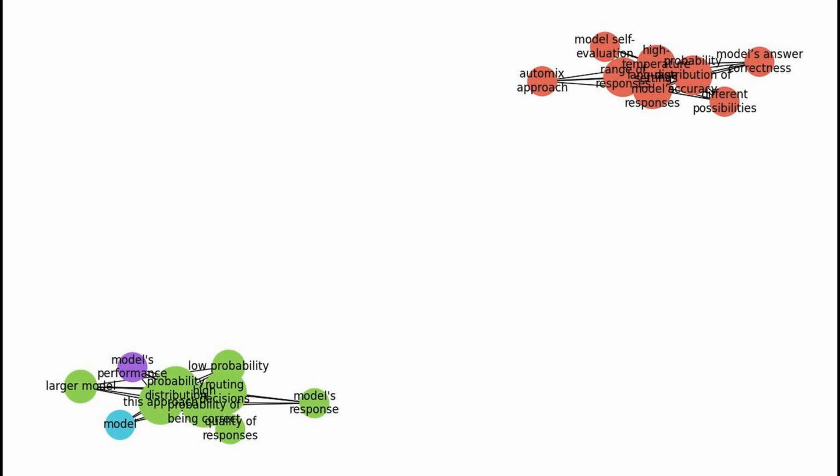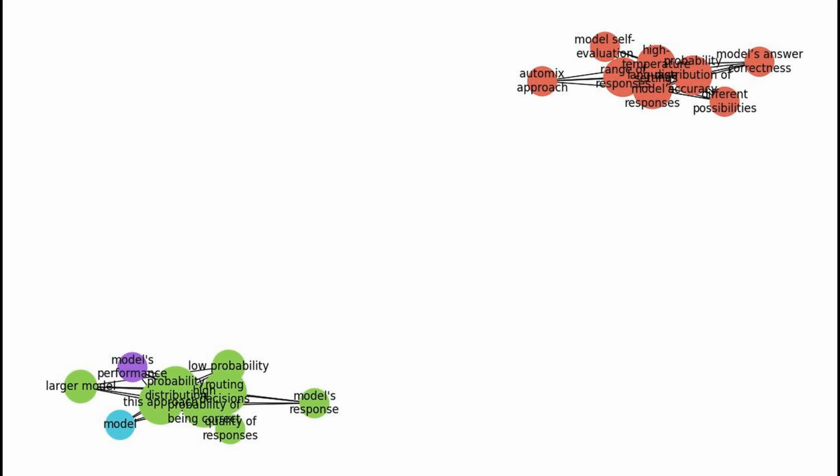Think of it like throwing a bunch of darts at a target and seeing where they land. Some might hit the bullseye, while others might be just off the mark. By looking at all these attempts, we can understand how likely it is that the model's answer is actually correct. This probability distribution is important for routing decisions because it provides a more nuanced view of the model's performance.